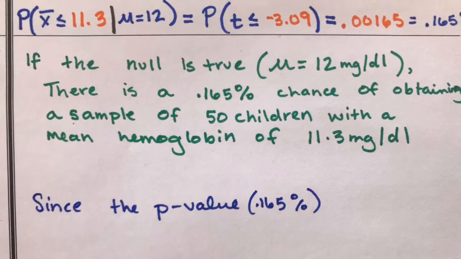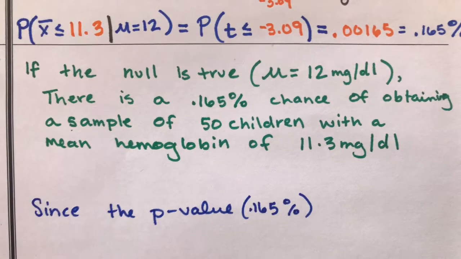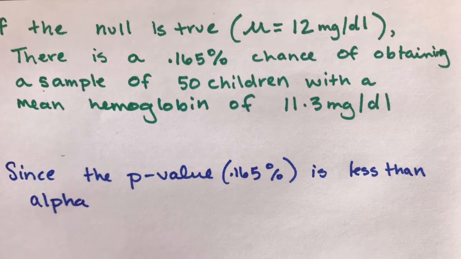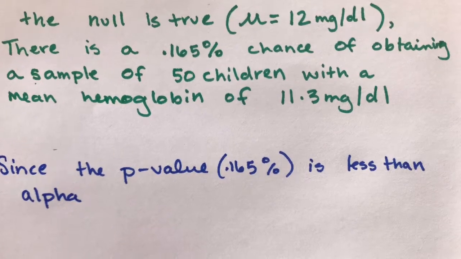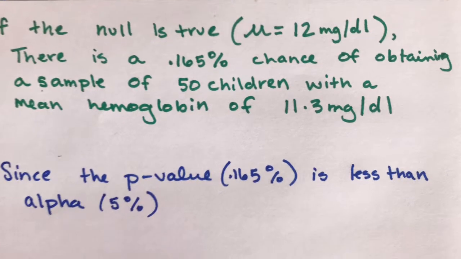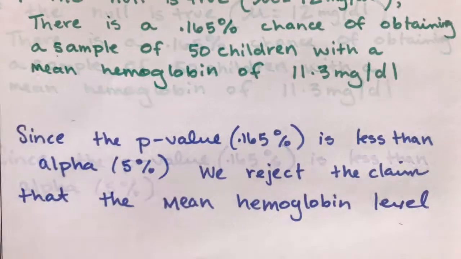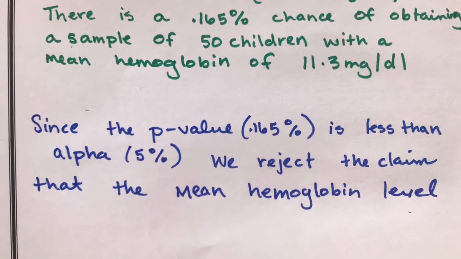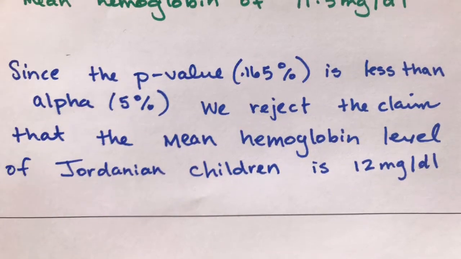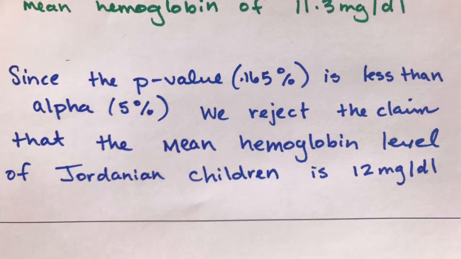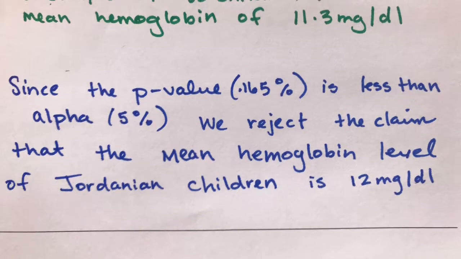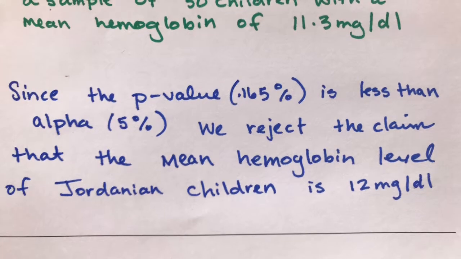So do we have significant evidence? Yes. Since the p-value is so low, less than alpha, we can reject our null hypothesis that the Jordanian children are in the safe zone of 12 milligrams per deciliter of hemoglobin in their blood. We have significant evidence to believe that the Jordanian children are anemic.